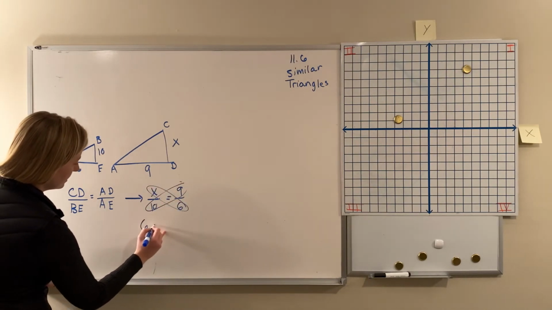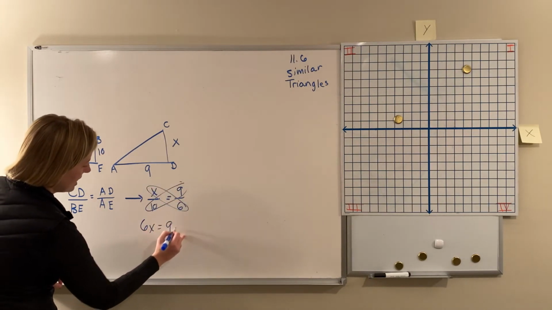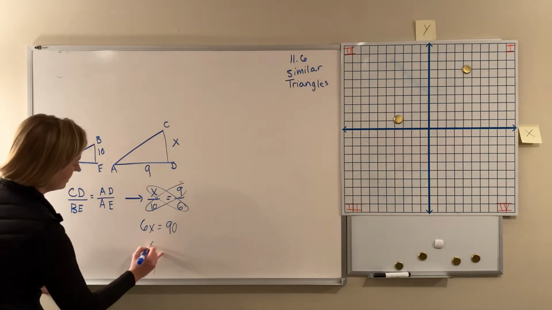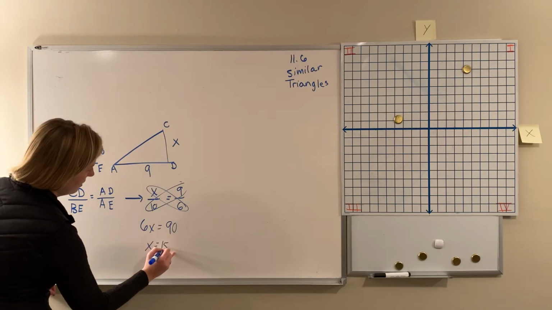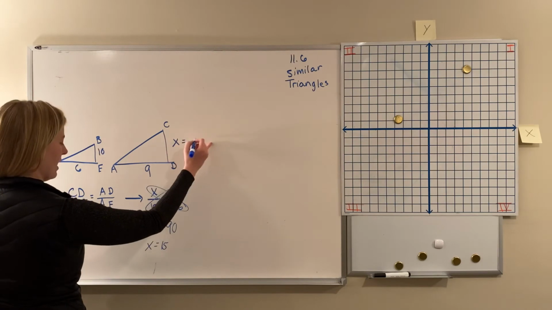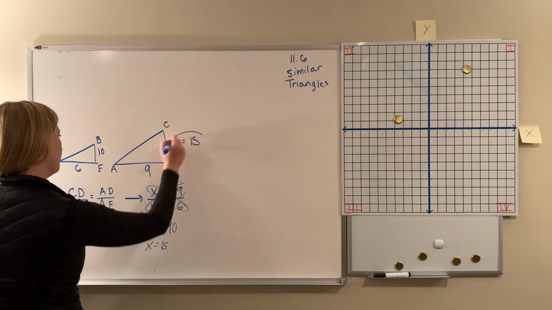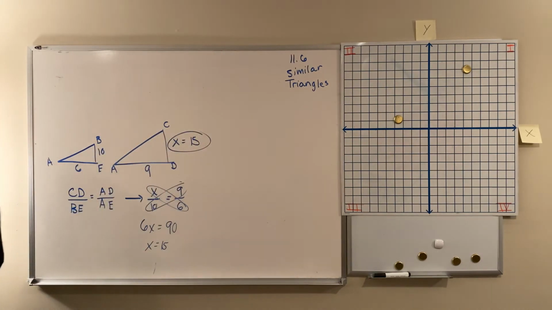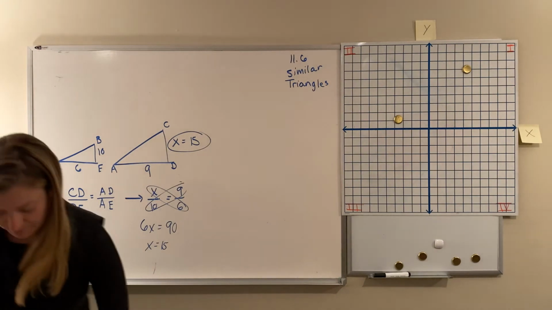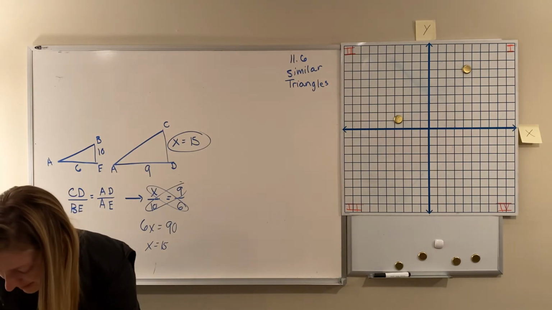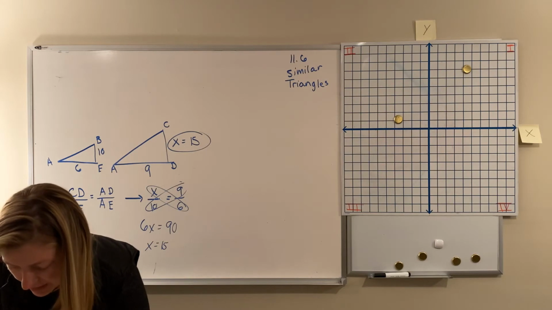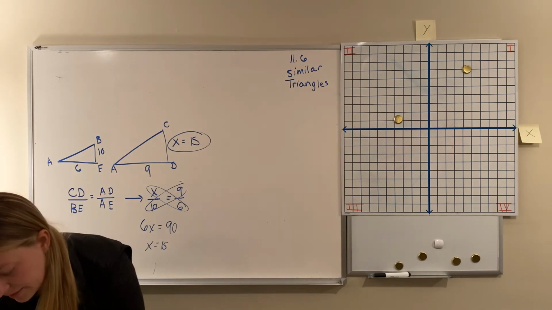And now we're going to do our cross products. We get 6x is equal to 90. Divide 6 onto both sides. X is equal to 15. So we've now solved for the height of this triangle using similar triangles and our rules about it. Alright, last example is example 3 on the next page, and it's a real life example.